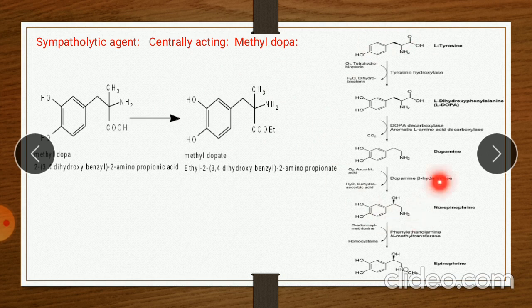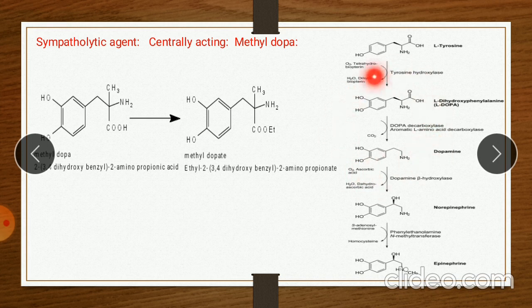Now it is the biosynthesis of noradrenaline. You already studied this in semester 4, second year. Here the main step is the conversion of levodopa into dopamine by the enzyme AADC, that is aromatic L-amino acid decarboxylase, also called dopa decarboxylase.